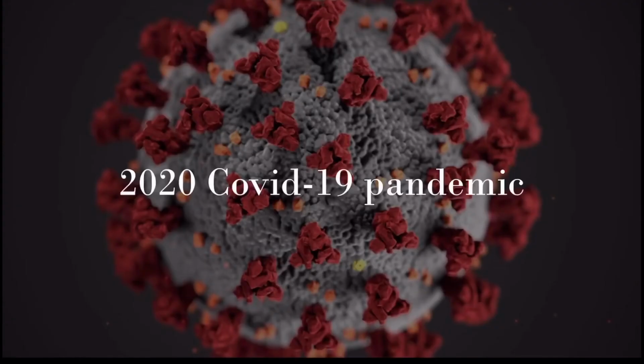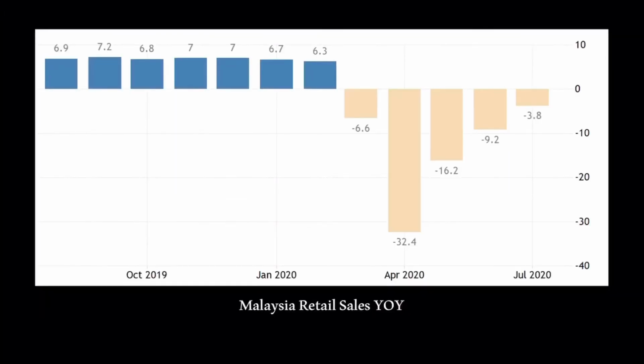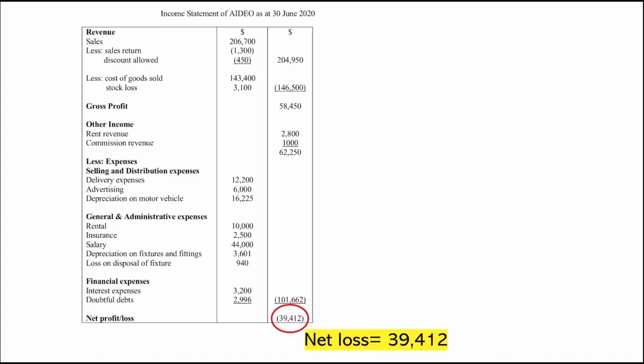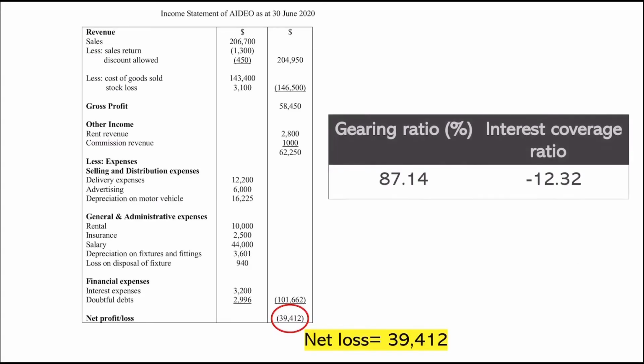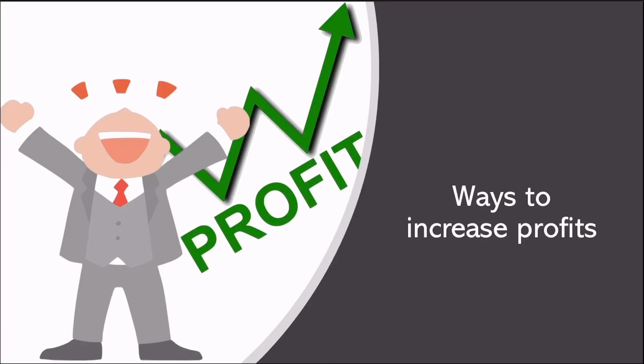In 2020, the COVID-19 pandemic has caused an economic recession. Businesses are suffering from low retail sales, causing them to have lower profits. This is reflected in Adyo's net loss. Together with the high amount of debts and their inability to service them, the owners should focus on reducing the financial risk rather than expanding the business. The most practical way to do this is to increase the profits.